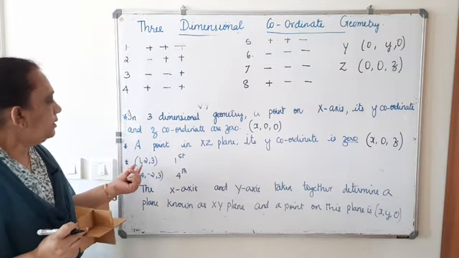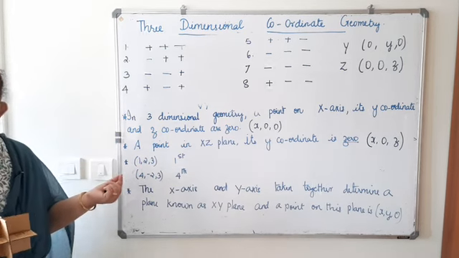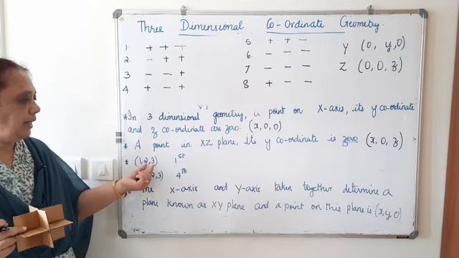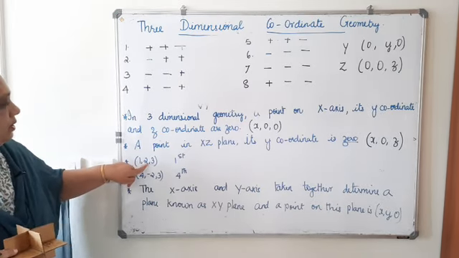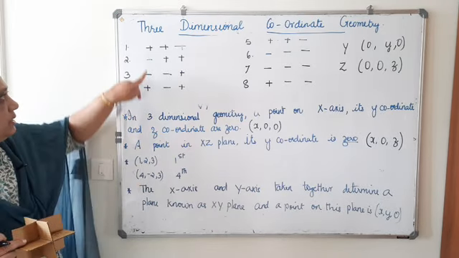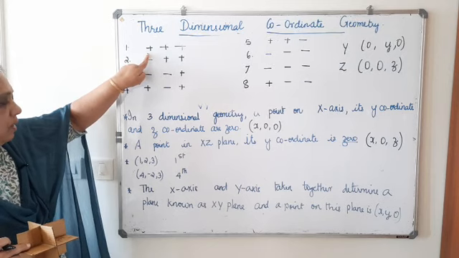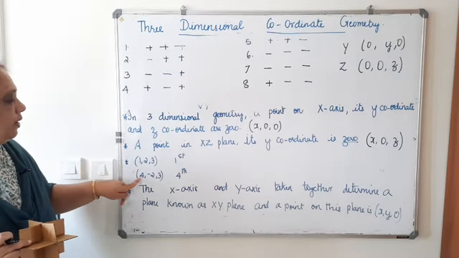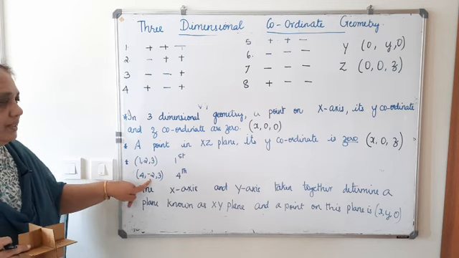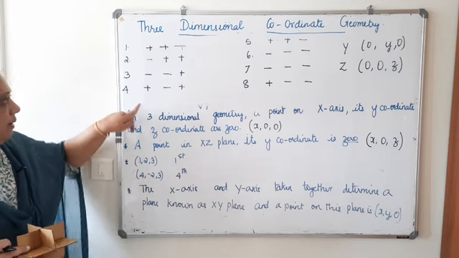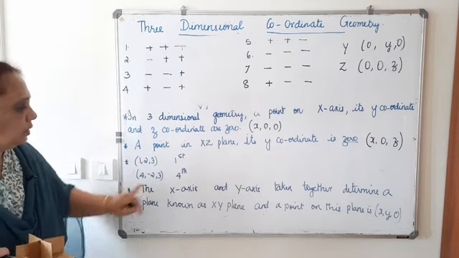Now, when you consider a point, you can get a one-word question like this: 1, 2, 3. In which octant does it lie? X is positive, y is positive, z is positive. That means it lies in the first octant. Suppose you have a point 4, minus 2, 3. That is x is positive, y is negative, z is positive. That means it lies in the fourth octant.